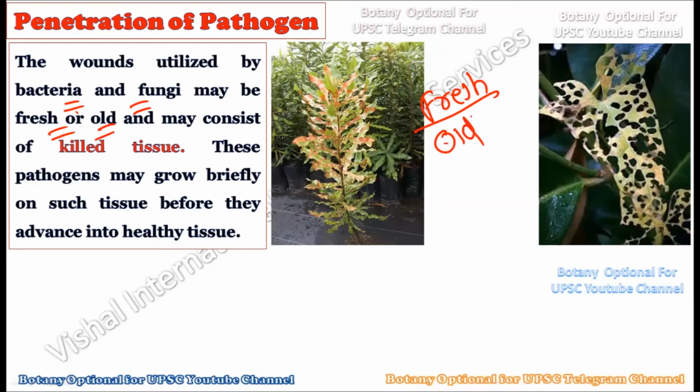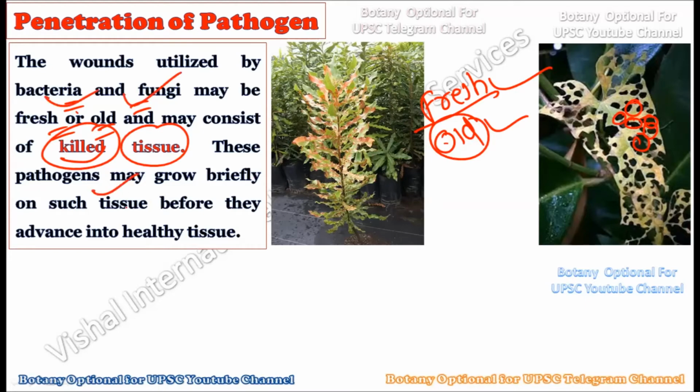If there is an old wound or a fresh wound, both types of wounds can actually be utilized by the bacteria and the fungi. They may consist of killed tissues. If the tissues are already killed, then this type of wound can also be utilized. Or if there is a fresh wounding of the plant or an injury within the plant, then that injury can also be exploited by the bacteria and the fungi.